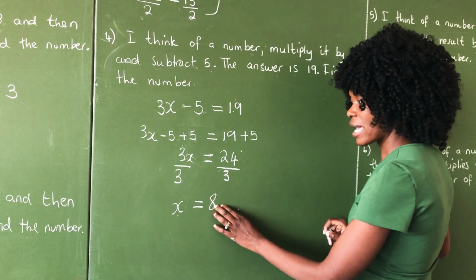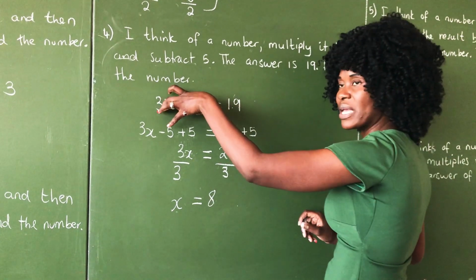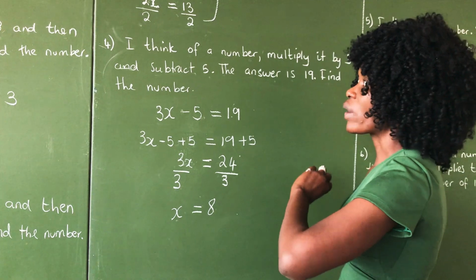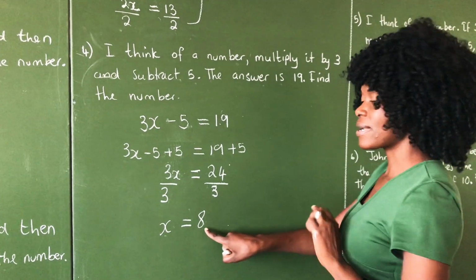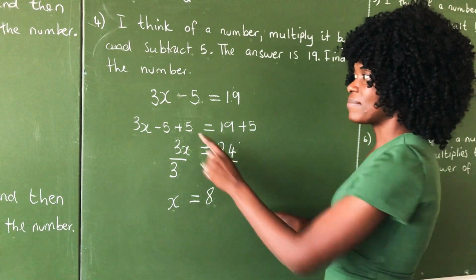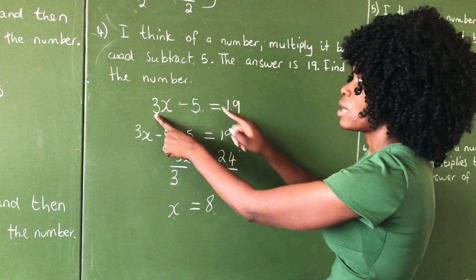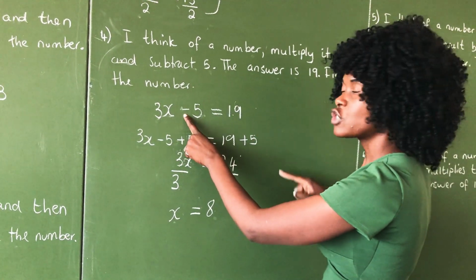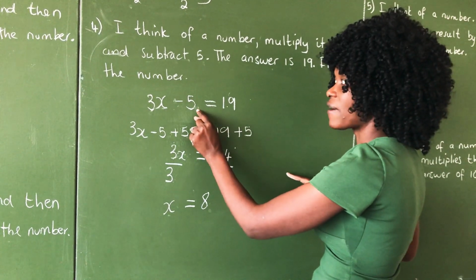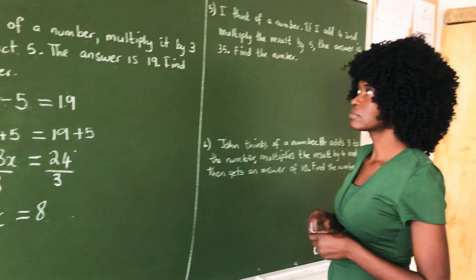So we have to check. Take this value that we have calculated, put it back into the equation. I think of a number, that number is 8. Multiplied by 3, meaning 8 times 3 is 24. And subtract 5. So from 24 minus 5, I'll get the number which is 19.